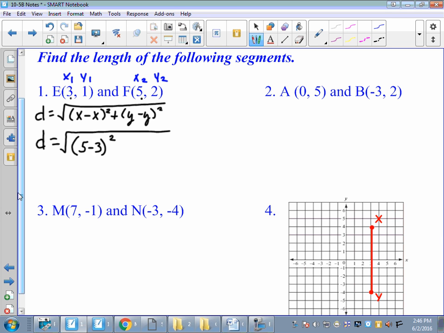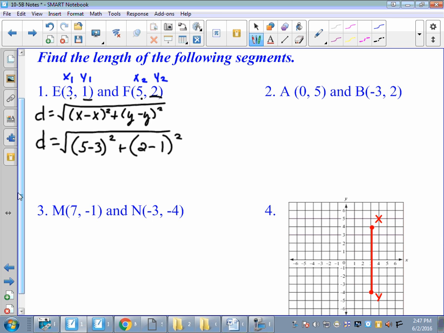If I plugged it in a different way and did 3 minus 5, I would have gotten negative 2. But when you square negative 2, you also get 4. So order really doesn't matter how you plug them in, as long as you're plugging in the two x's and then the two y's. So for my two y values, I'm going to plug in 1 and 2, but I'm going to do 2 minus 1 squared.